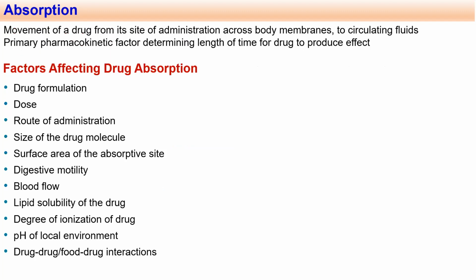If you go back to the previous slide, we talked about the degree of ionization of the drug. For example, in the stomach acid, we know the stomach is acidic, the aspirin is non-ionized and easily absorbed by the bloodstream. In the small intestine, it's alkaline. The aspirin is ionized and less likely to be absorbed in the small intestine.